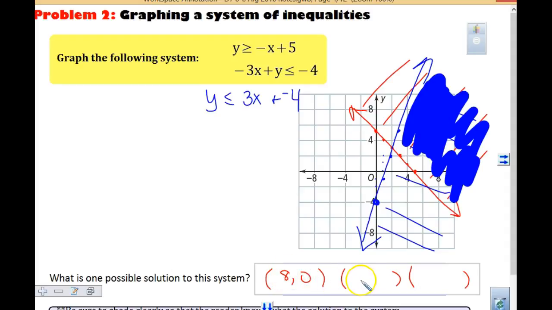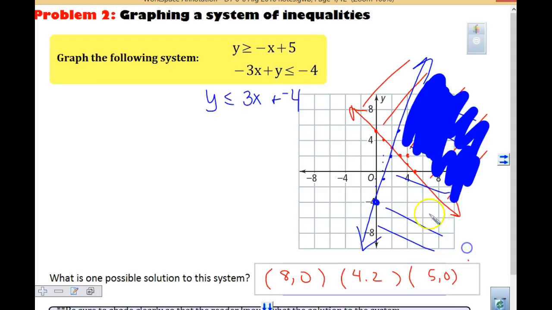Owen, give me another. 4, 2. Yes, right there. And one more, Sam. 5, 0. You don't have to make them hard when you're looking at those.